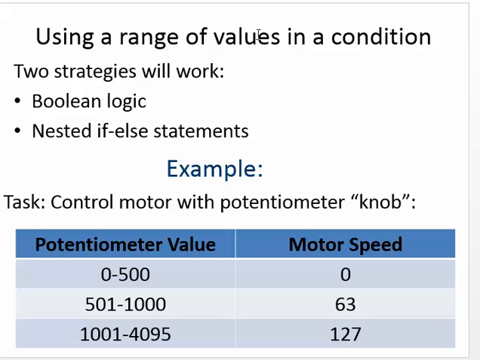Okay, here, using a range of values in a condition. For example, and I've talked about this, the potentiometer could be used as an accelerator or a gas pedal for the motor. You could set it up so from 0 to 500, you have a motor speed of 0. 501 to 1,000, you have a motor speed of 63. 1,001 to 4,095, for lack of better terms, could be full out. And what we've done now is we've created this variable speed.